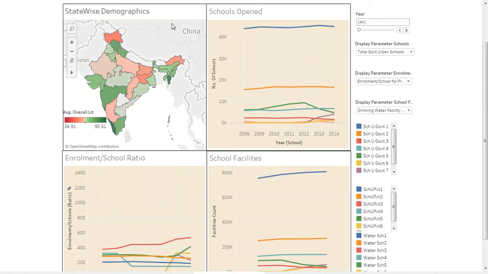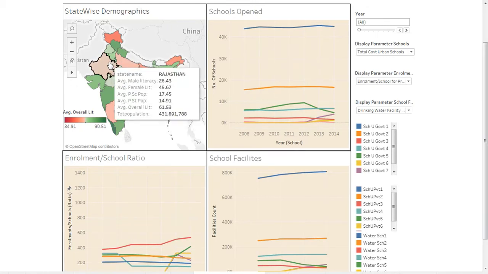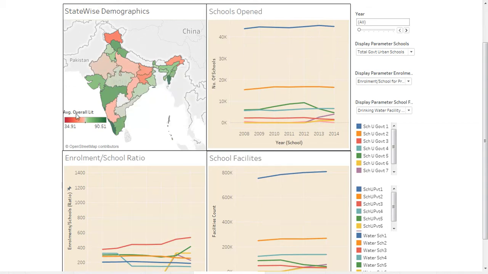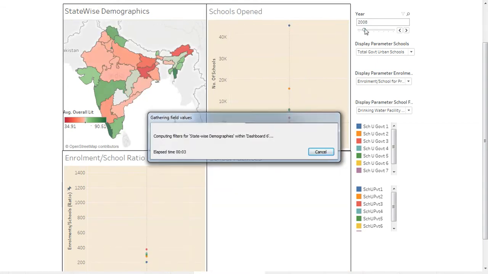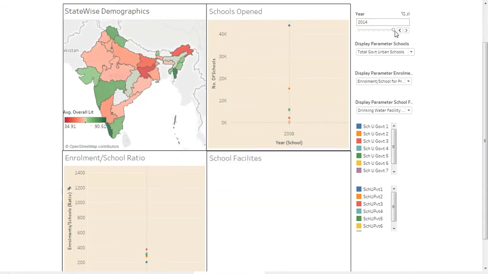Let's start with this map, which is showing us the demographics of India state-wise. On hovering on a state, we can see the literacy and population details of that state. From the legend, we can see that the red color indicates where the literacy rate is lower and the green color indicates where it is higher. One can also see the trend changes with time as we move from 2008 to 2014. We see that most of the states turn into green.